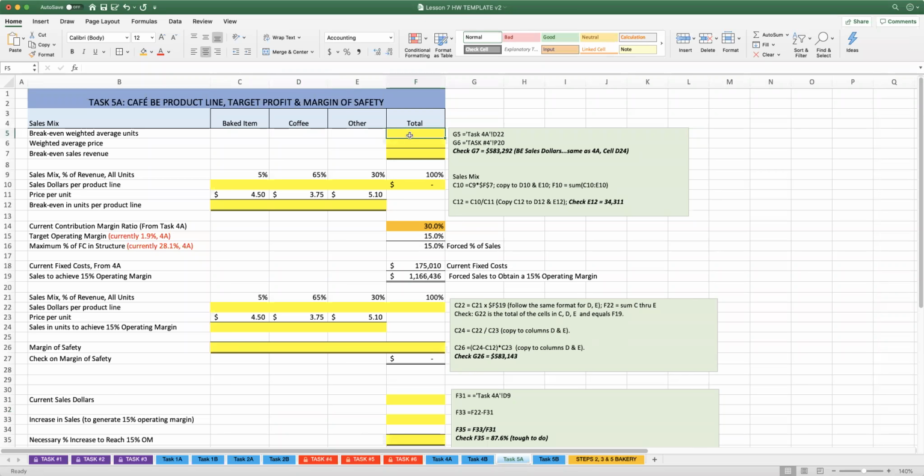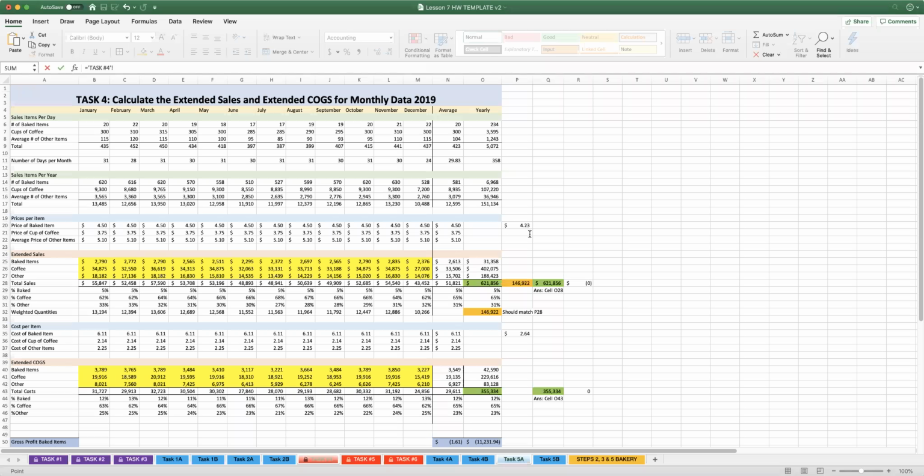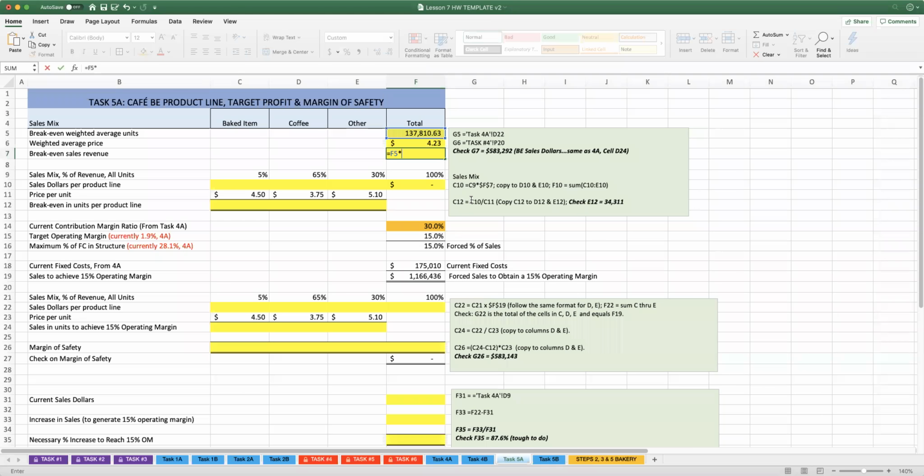Our break-even units are back here on this tab, right? And then our price, you can go to a couple places to get that, but I'll stick with the reference in task 4, P20. There it is again. Okay, and then you just multiply this out. That is your break-even sales, right? And if you want to confirm that, it is back here. Break-even sales, yes. Okay, so that's what that is.